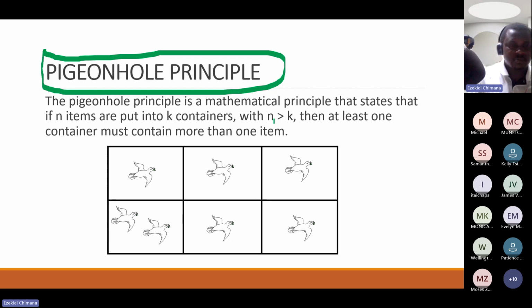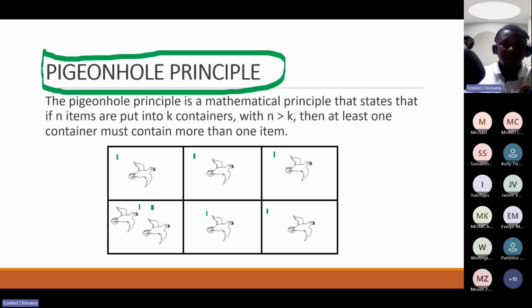So we can take the items as the pigeons, and then we can take the containers as the pigeonholes, the holes where we are going to put the pigeons. If you look at this one, we are having these containers 1, 2, 3, 4, 5, 6. And we have got 7 pigeons. So it's evident that if you are going to put these pigeons into holes, there is always going to be one hole which is going to have more pigeons. Like this one, you've got at least one pigeon.